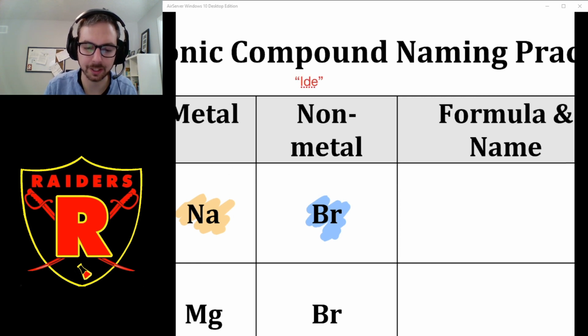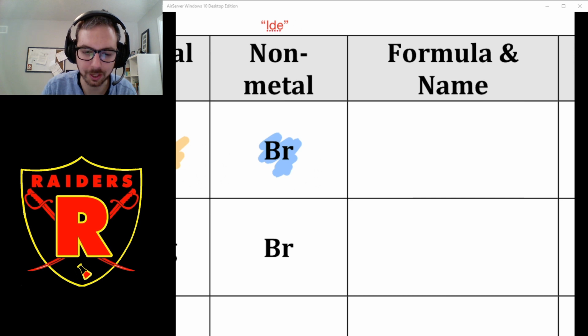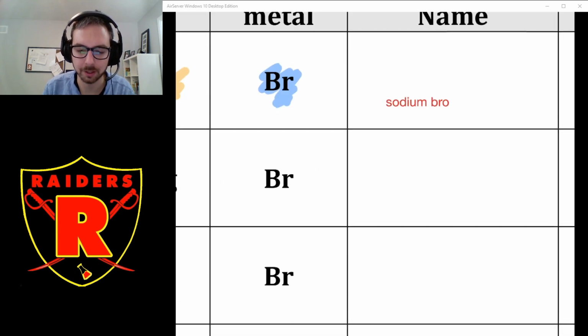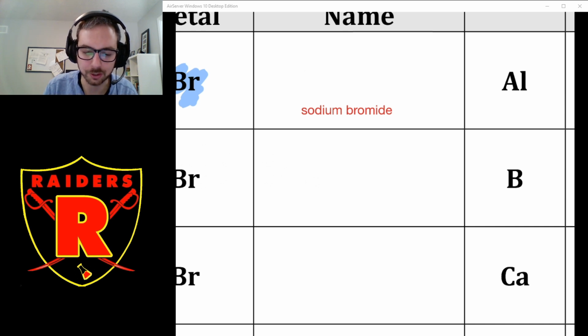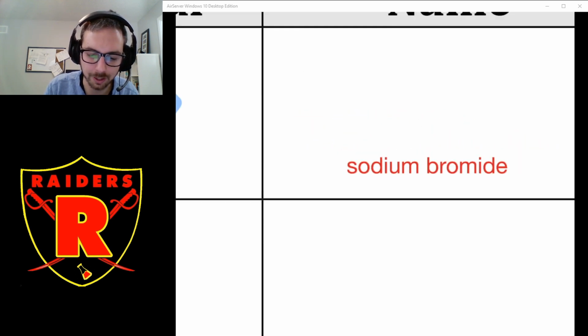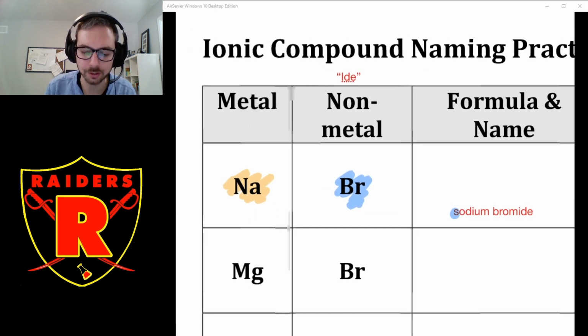So if you add I to the end of this one, that's pretty much all there is for the naming. So sodium and bromine put together, this is going to become sodium bromide. Notice, by the way, that I don't capitalize this. We don't capitalize these, and in general, it's a nomenclature and naming rule that you don't capitalize. So leave your capitals off. So this is sodium bromide.